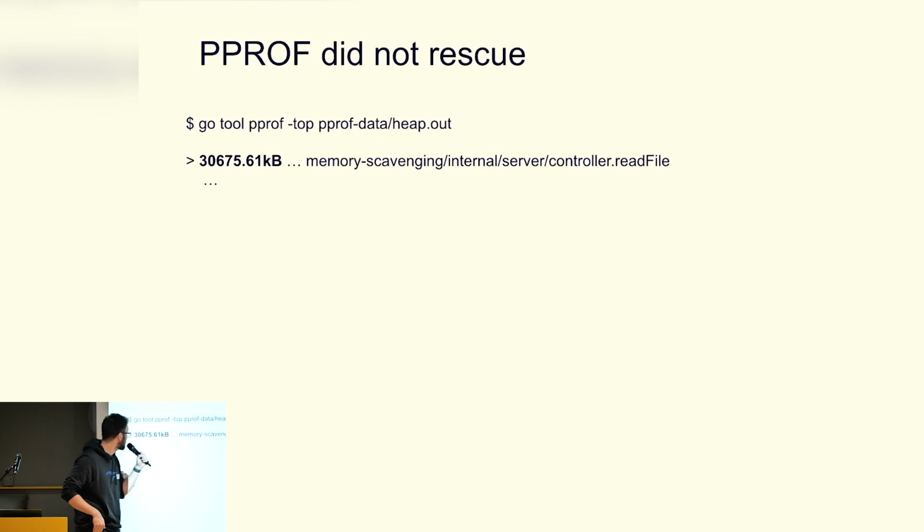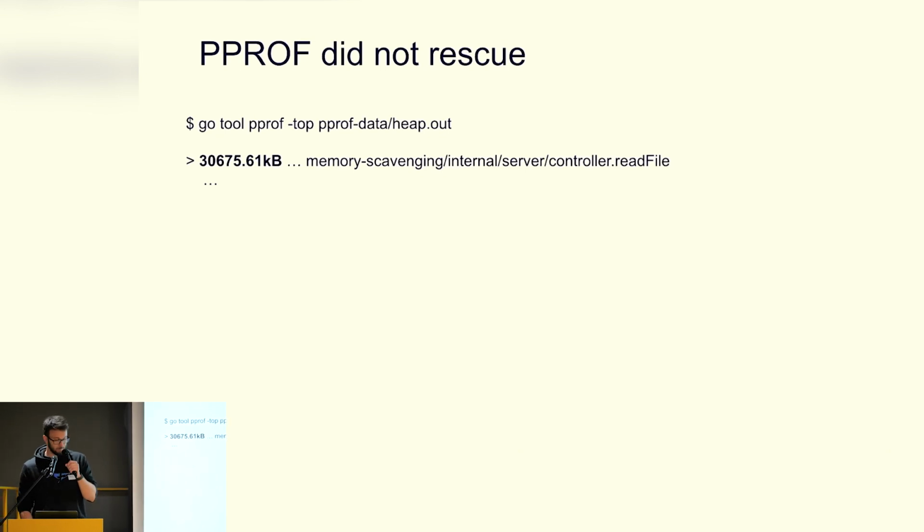In my case, I use the switch top, which will tell you which functions are using the most memory. So there it is. It claims that it's using 30 megabytes. I expected that before, like originally. Then there was 60, now there is 30. So I am very confused now, and I don't know what's happening. So Profiler did not rescue me.